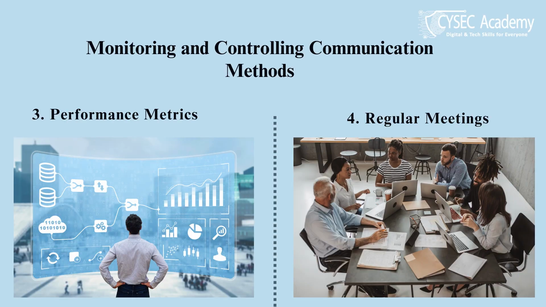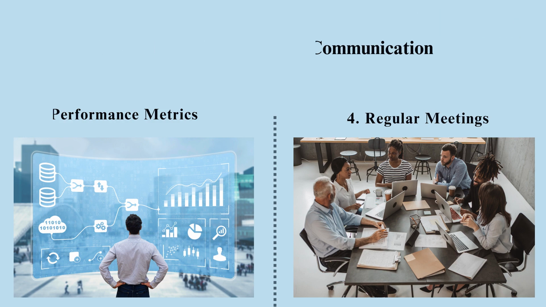3. Performance metrics. Use key performance indicators, KPIs, to measure the success of communication efforts. Track metrics such as message delivery time, response rates, and stakeholder satisfaction. 4. Regular meetings. Conduct regular status meetings to discuss progress, address concerns, and ensure alignment. Use these meetings to verify that information is flowing correctly and reaching all relevant parties.